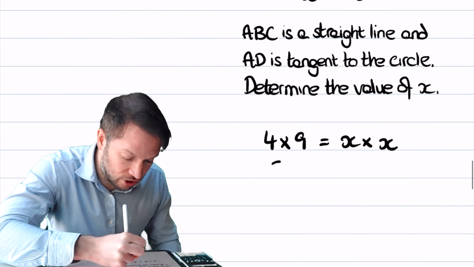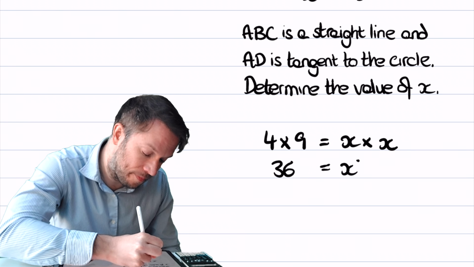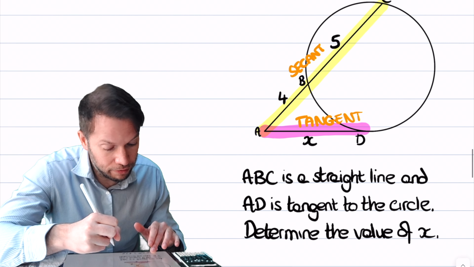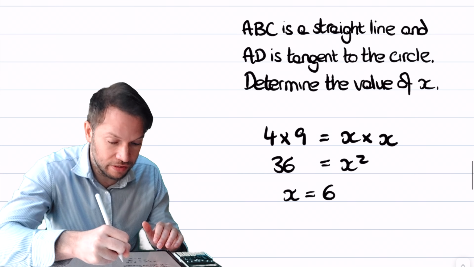So then that gives us an equation, 36 is equal to x squared. And if you square root both sides, you get x is equal to 6. So therefore, that's the answer. X is equal to 6.